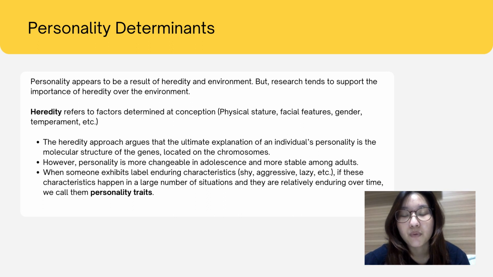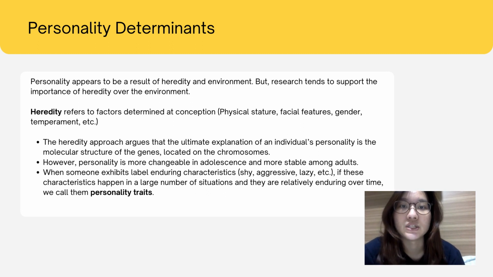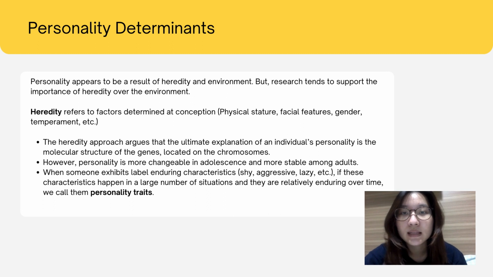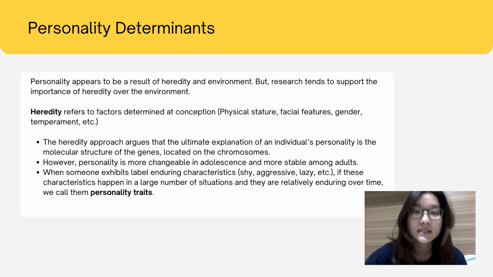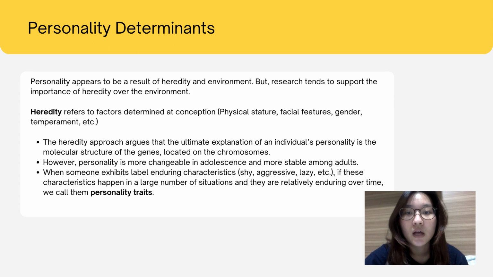The heredity approach argues that the ultimate explanation of an individual's personality is the molecular structure of the genes, which are located in the chromosomes. This means that someone's personality is mainly created from their biological parents' personality. However, personality is actually more changeable in adolescence and more stable among adults, which means that over time someone's personality can change, also according to the environment they grow up in, and there are other factors that can affect someone's personality.